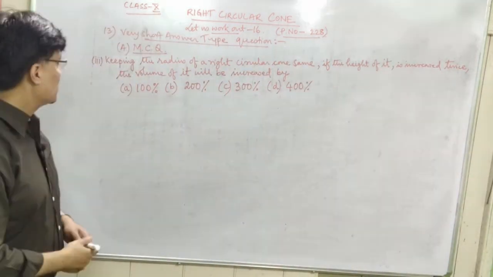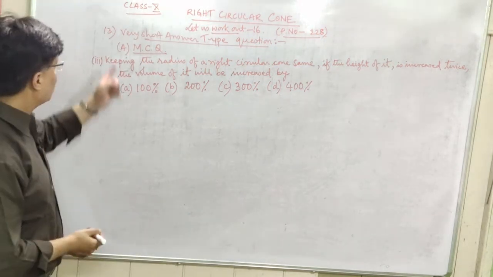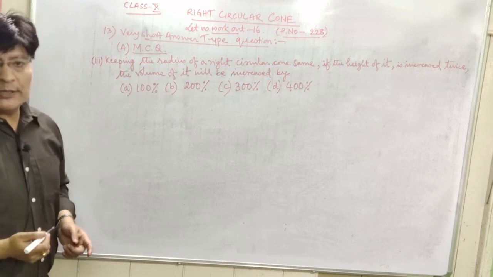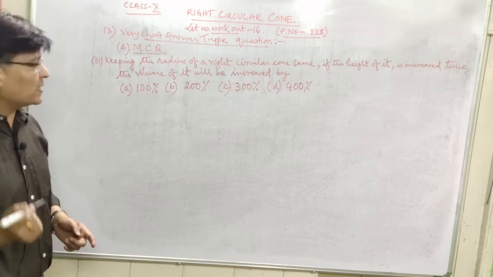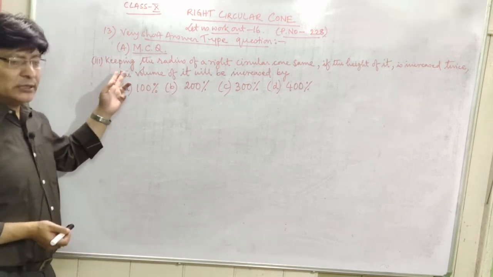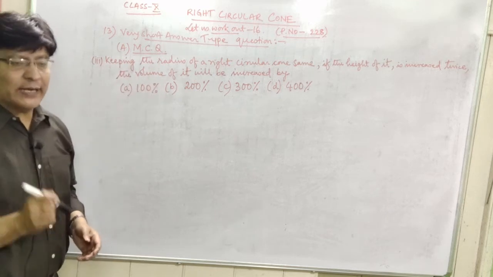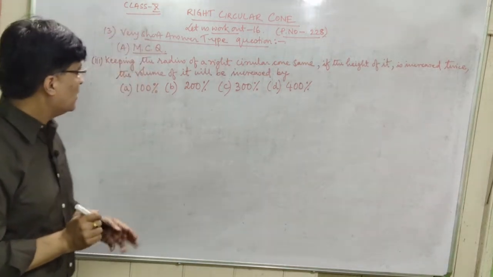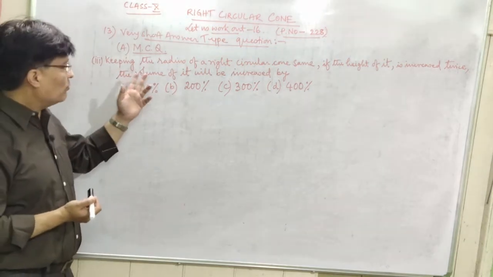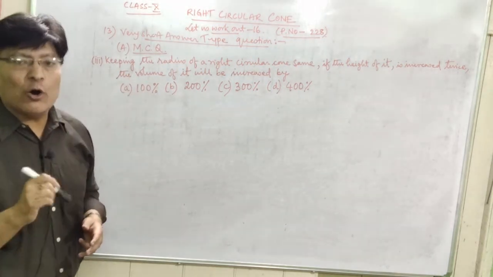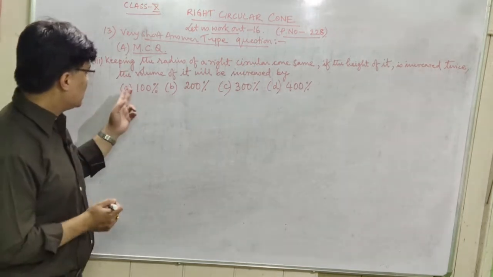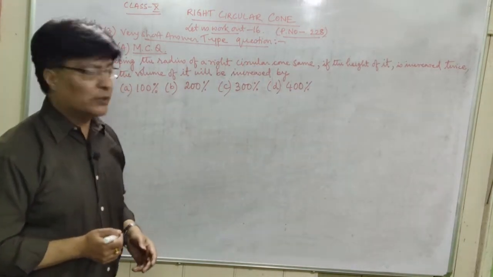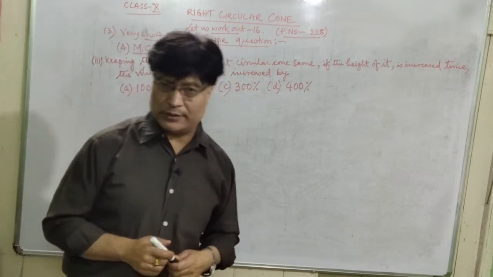So now we'll do the next question, that is number 3, that is 13A number 3. This is also of multiple choice question type. So question number 3 is, keeping the radius of a right circular cone the same, if the height of the cone is increased twice, the volume of it will be increased by how much percentage? Is it number A 100%, number B 200%, number C 300%, number D 400%?